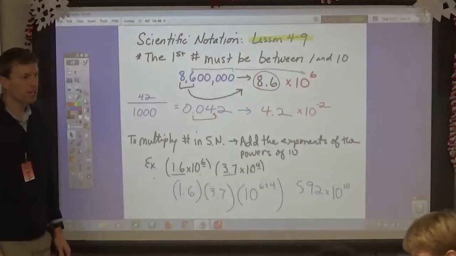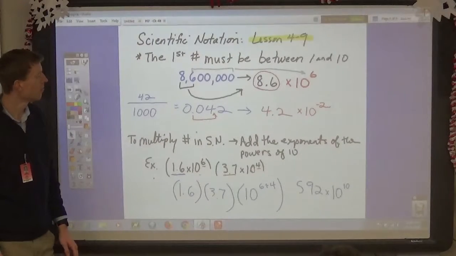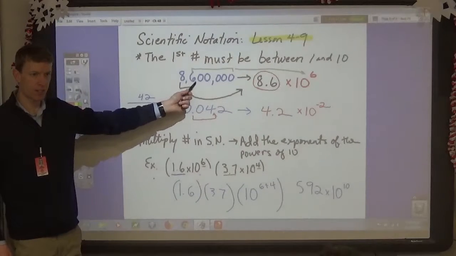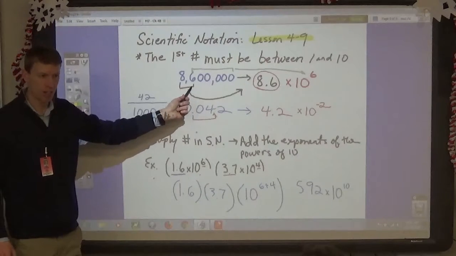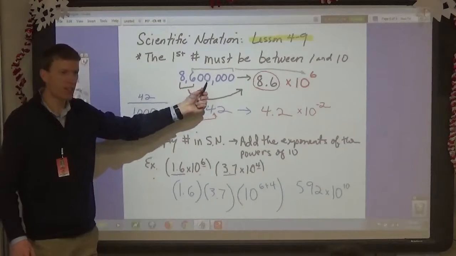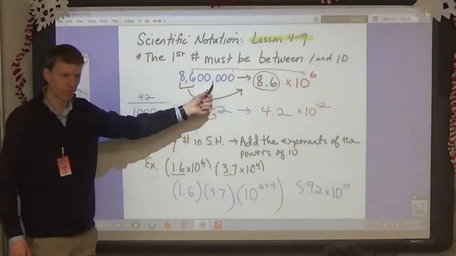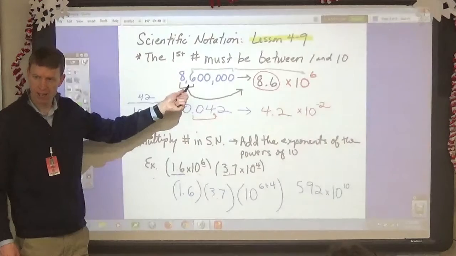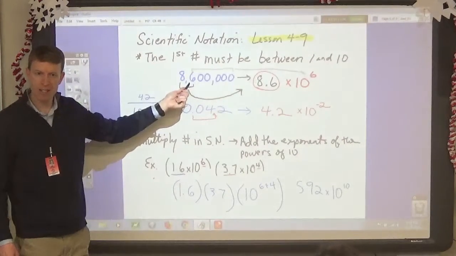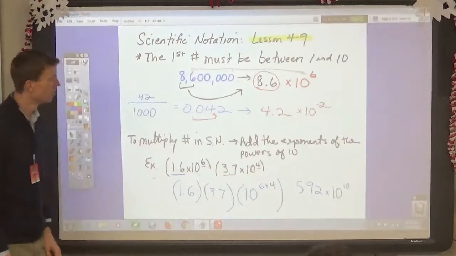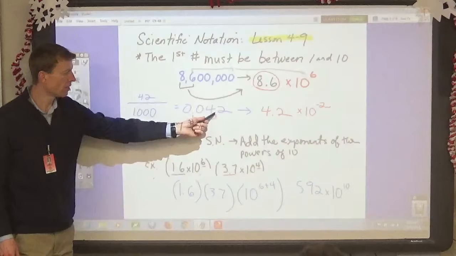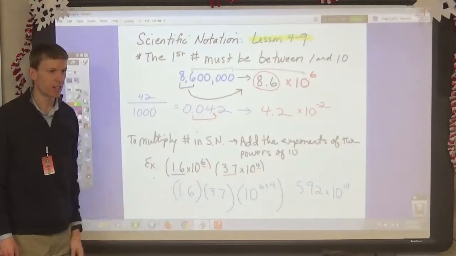So that's the first step when writing scientific notation: find the first set of non-zero digits up to where the zeros start, and put a decimal point after the first non-zero digit. Okay? Does that make sense? Yeah, it does. You just put the decimal point after the first non-zero digit.